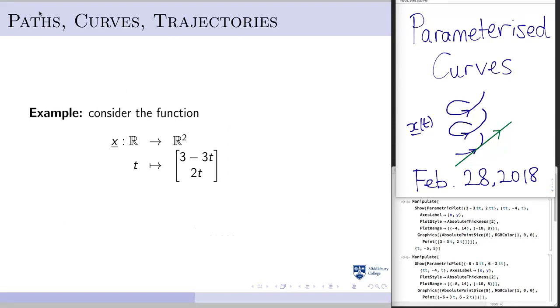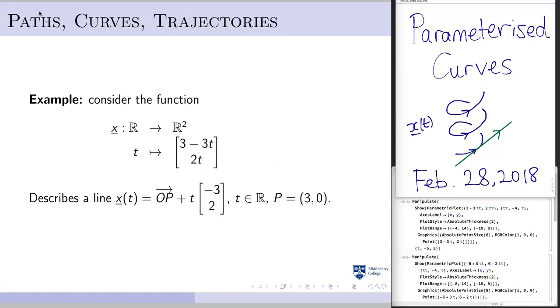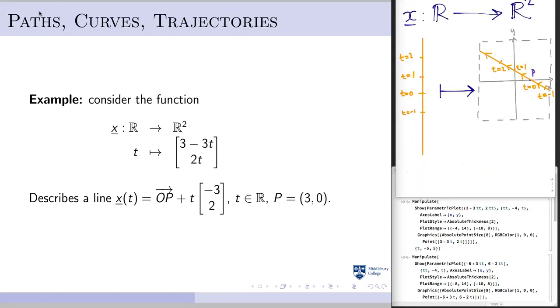So for example, we can consider the following function. This is going to give us a path in R^2. It takes in real numbers and it spits out a vector inside of R^2. Here we have the component functions x(t) and y(t), where x(t) is 3 minus 3t and y(t) is 2t. And this path describes a line.